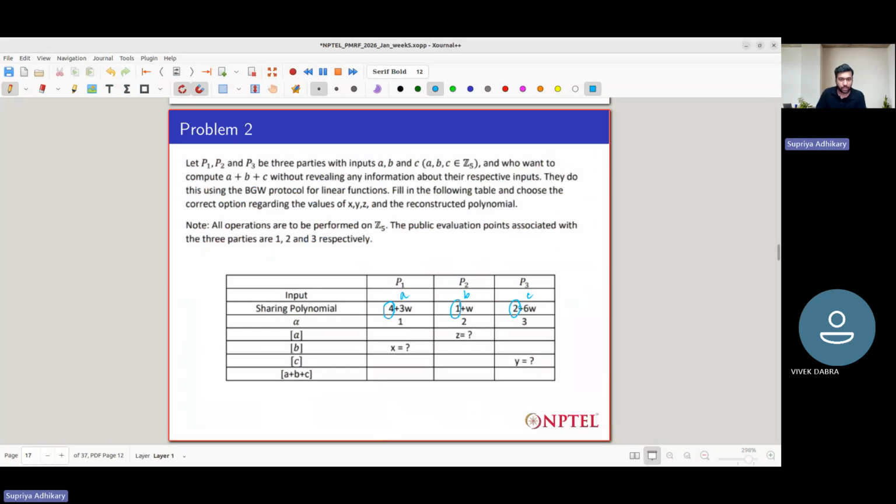First of all, let us consider this one. If this is the sharing polynomial for P1, then 4 plus 3W is the sharing polynomial. Let me just write it on the next page.